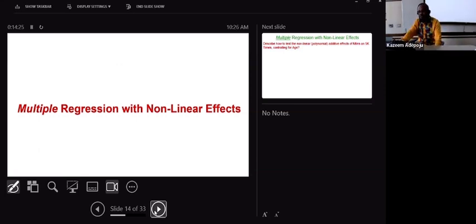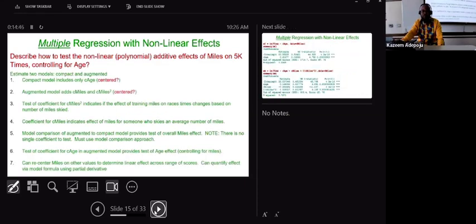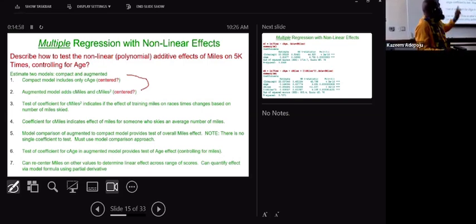Okay. Now I want to go into multiple regression with a nonlinear effect. We got a research question that said, describe how to test a nonlinear polynomial additive effect of mice on 5K times, controlling for age. Now what do I want to do? I actually want to compare two models. One is a compact model with only age as an explanatory variable. And I got an augmented model where I add mice and the square of mice. The square of mice is just incorporating a quadratic effect.